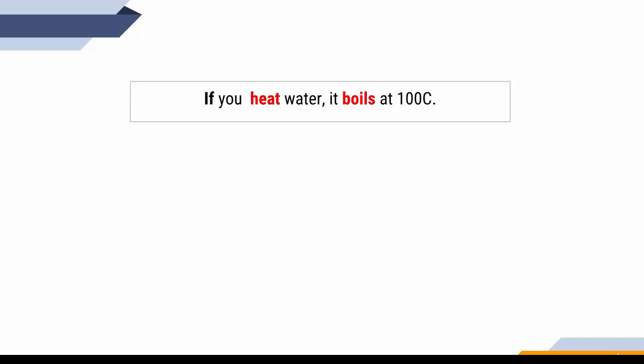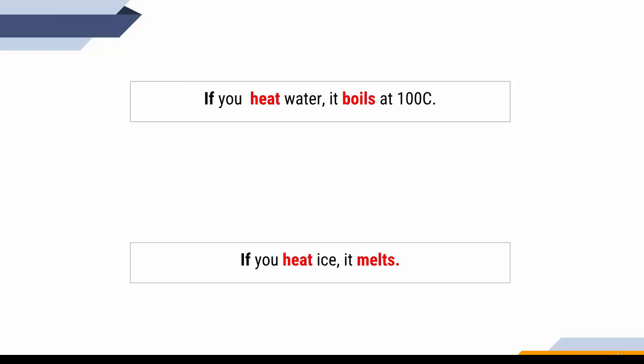Let's just look at the two sentences so that you will understand what is meant here. If you heat water, it boils at 100 degrees Celsius. If you heat water, it boils. In general, that's a general truth, it usually happens. If you heat ice, it melts. That's science. You heat it, it melts.